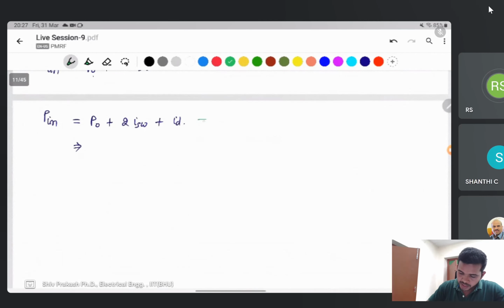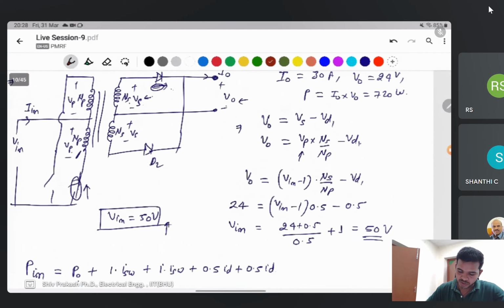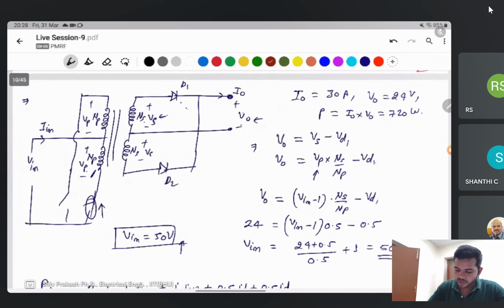In this condition, you can say that the switch current will be half of the input current, then P output plus 2 into I input current divided by 2, plus ID. ID you can say is half of the output current. The diode current on the output side flows like the output current, which will be constant output current. If the output current is constant, then this current flows through the two diodes in different cycles. That's why you can say the average diode current is just half of the output current.